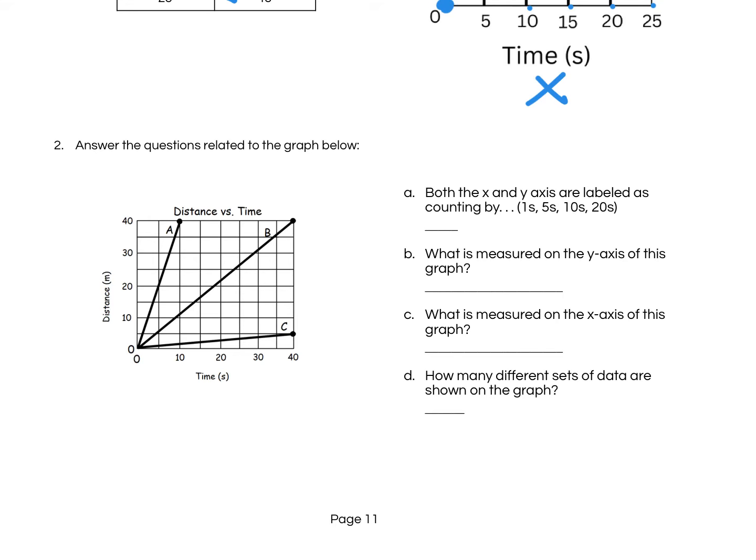Okay, the next graph, we're giving you the graph finished, and we want you to answer a few questions. Okay, the first question is, I'm looking at A, both the x and the y-axis are labeled as counting by. Are we counting by 1s, 5s, 10s, or 20s?